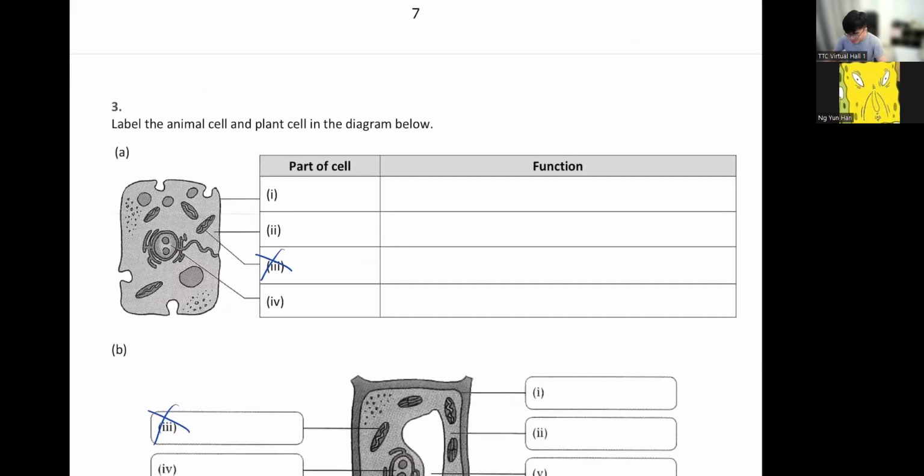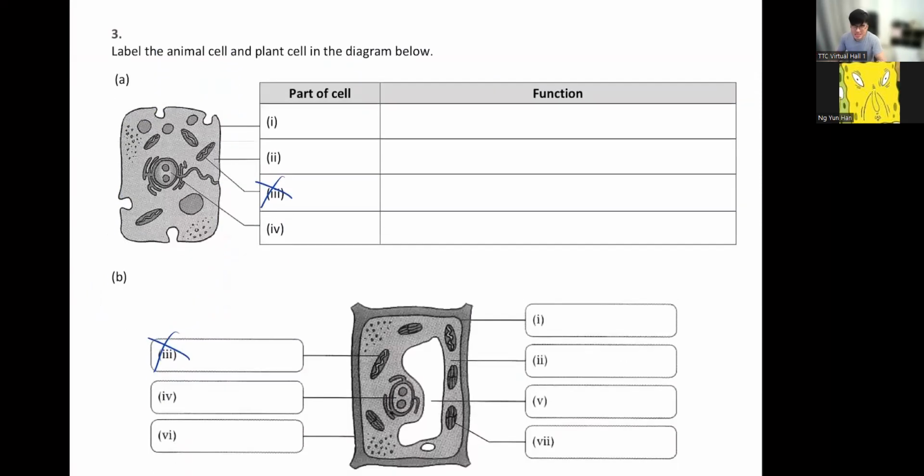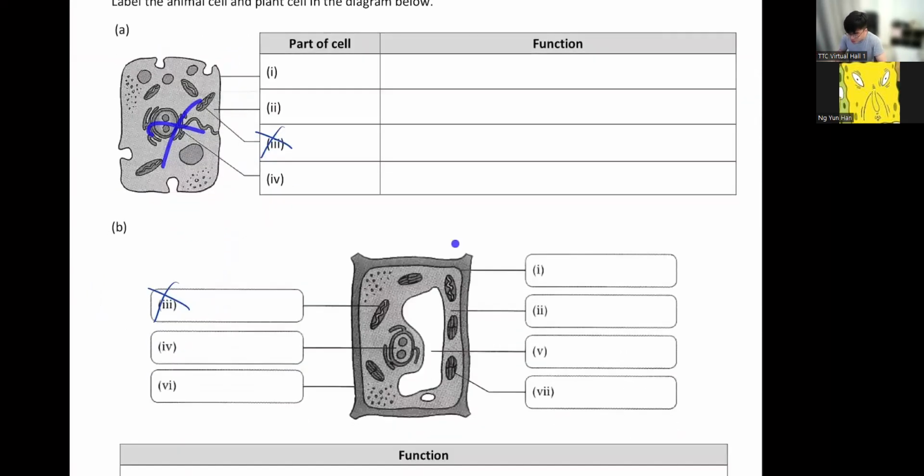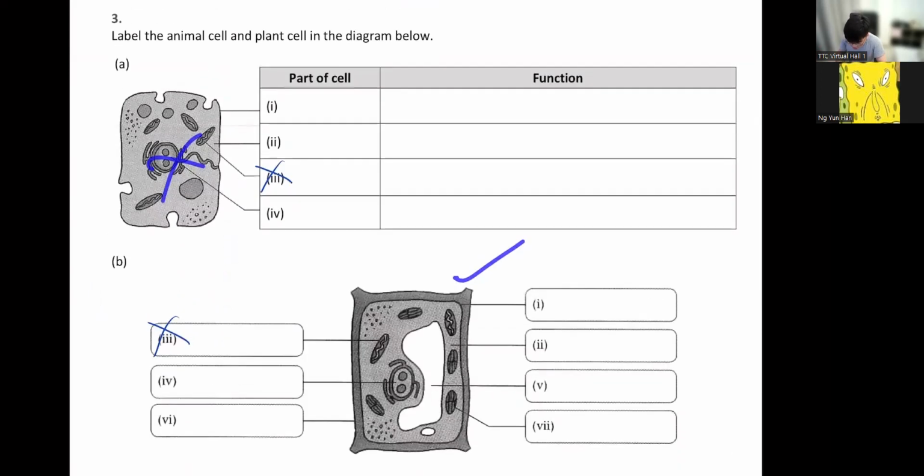Okay, did you do any of it? So this is our A, and this is our animal cell. As you can see, there's no cell wall here. So obviously this is an animal cell, and then there's no chloroplast here. If this has color, this wouldn't look green. This will look green.